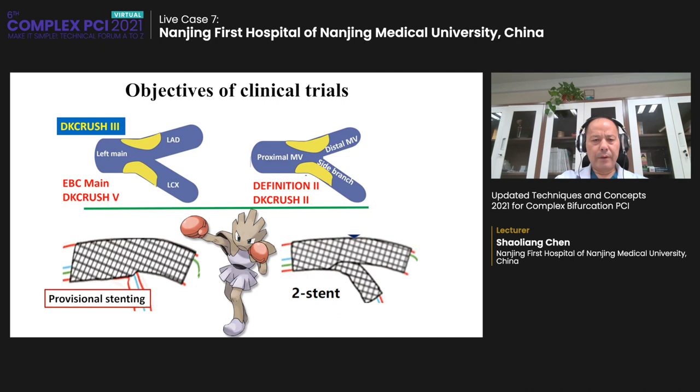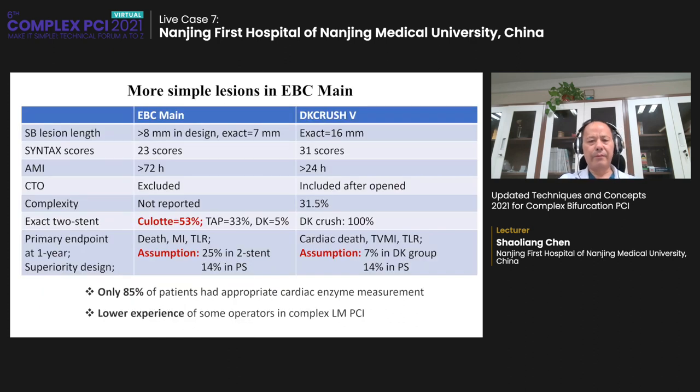In the next slides, I will briefly summarize the comparison of different randomized trials for bifurcated lesion. So far, there are two kinds of randomized clinical trial, DK crush III, EBC and DK crush V trial, to compare different stenting techniques for distal left main bifurcated lesion. On the right box, you can see DEFINITION II and DK crush II. Two trials include all kinds of bifurcated lesion, defined by the left main and the non-left main. All these five trials compare the provisional stenting technique with the two-stent technique for different kinds of bifurcated lesion.